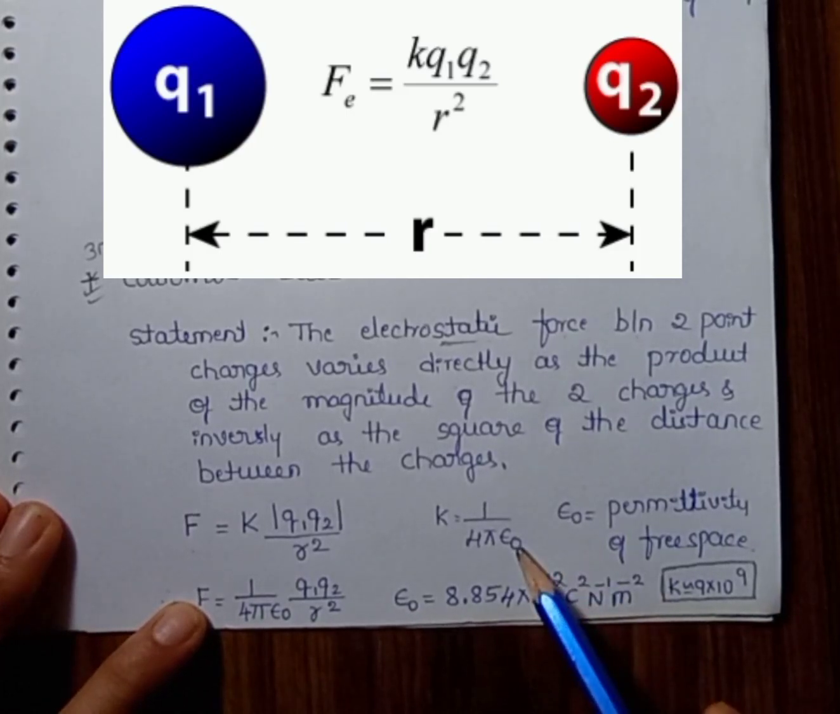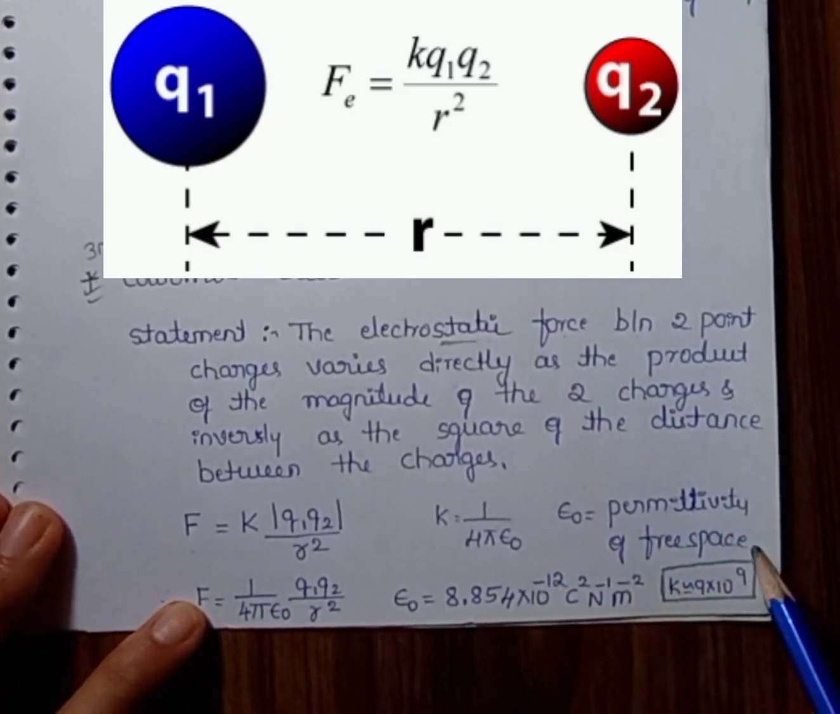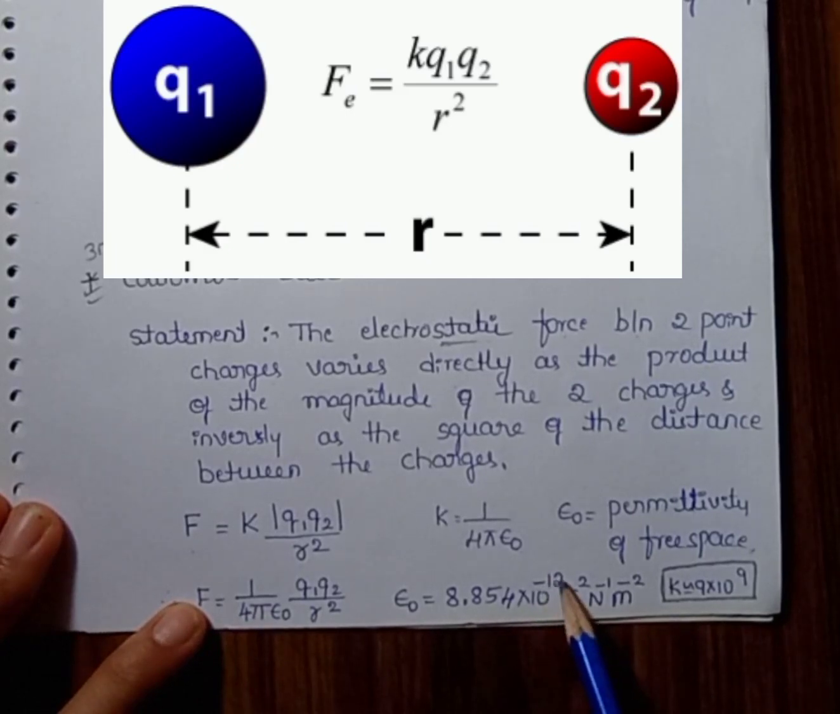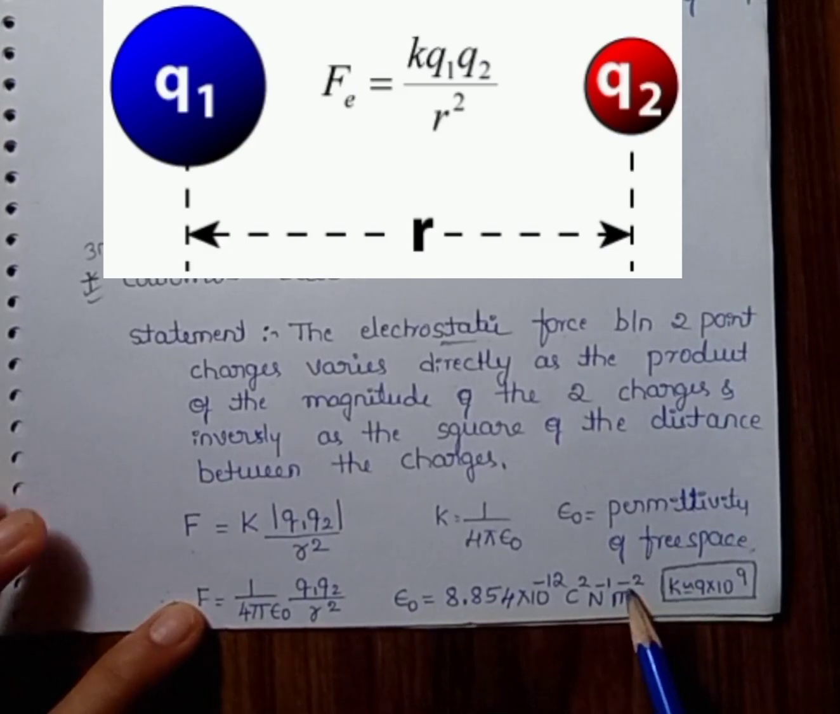And here epsilon naught is the permittivity of free space, and the value of permittivity of free space is 8.854 into 10 to the power of minus 12 Coulomb square per Newton per meter square.